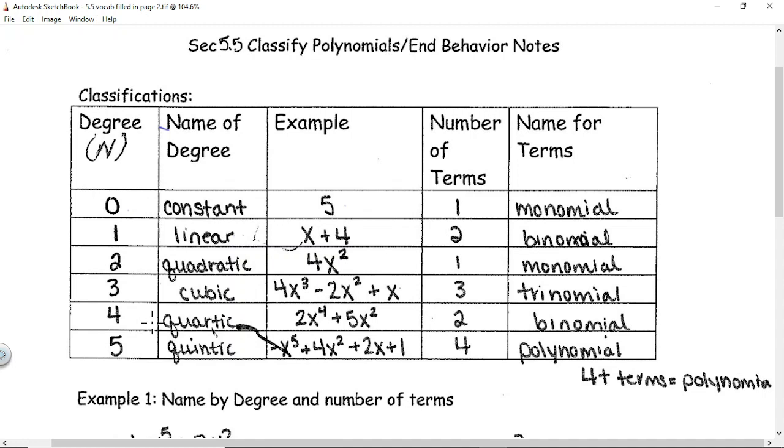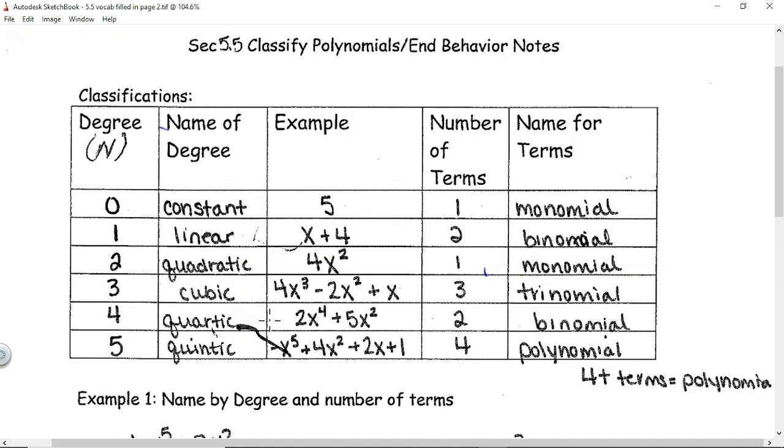So the next one is degree 4. It's a quartic. And here's an example of a quartic. It has degree 4. The largest degree of any of the terms is 4 because that's the first term. Number of terms in this example is 2, which means it's called a binomial. That's the terminology you also need to know: if there's one term, it's a monomial. If there are 2 terms, it's a binomial. If there are 3 terms, it's a trinomial. And we'll get to this last one with 4 terms in a second. We have this quartic, if the degree is 4.